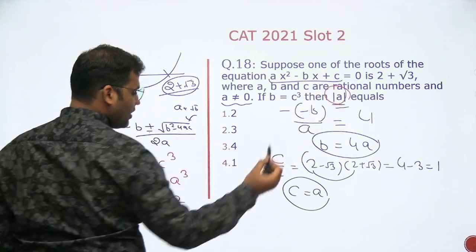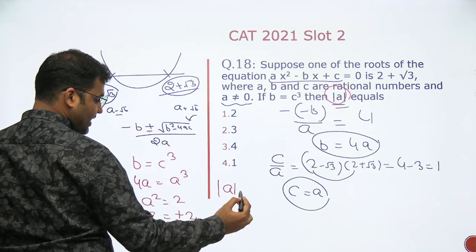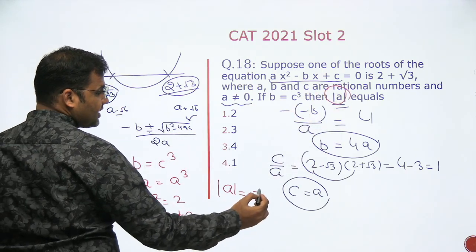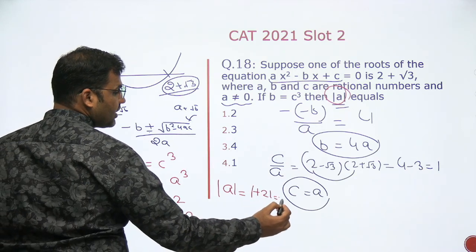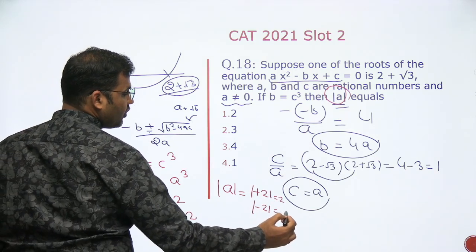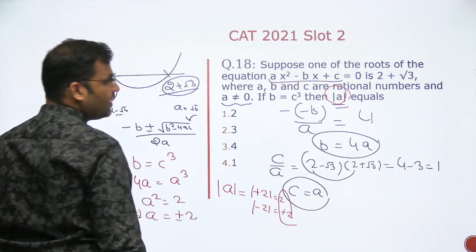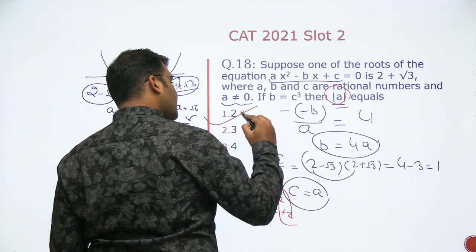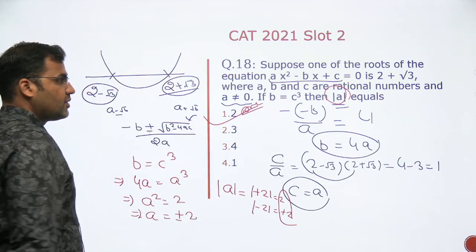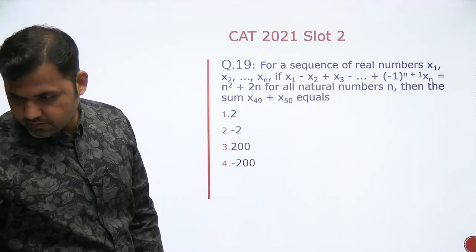Because we are supposed to find out mod of a, the value of a can be plus 2 or minus 2. The mod of 2 will be +2, and if we take the mod of -2, that will also be +2. Right? So, mod of a will be 2, and that is the correct answer of the question. 2 will be the correct one.